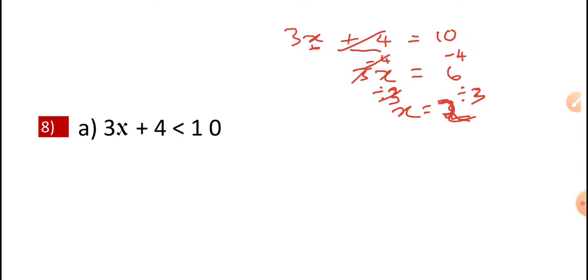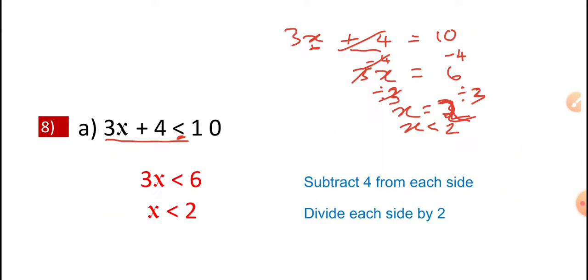It's actually the exact same thing. The answer to this question is actually just x, then copy this inequality sign instead of the equals and put 2. So that's the actual answer to this question. So how do you do it? Here's my working out. Can you see I subtracted 4 from both sides and got 3x is less than 6. Then I divided both sides by 3 and I got x is less than 2.